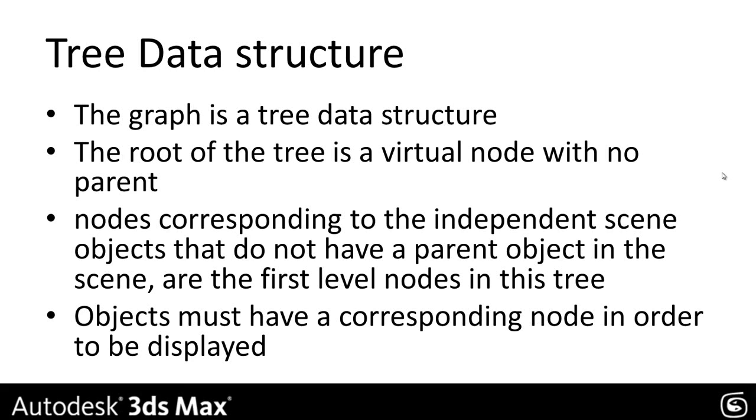So this scene graph is really just a tree data structure. The root of the tree is a virtual node with no parent. So there really isn't even a visual aspect to the root node. Nodes corresponding to the independent scene objects that do not have a parent object in the scene are first level nodes in the tree. And then objects must have a corresponding node in order to be displayed. So objects that you want to see have to have a node assigned to them.